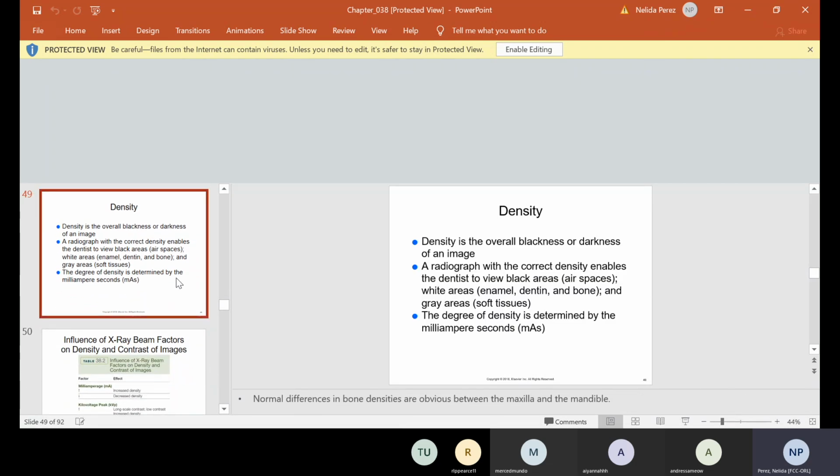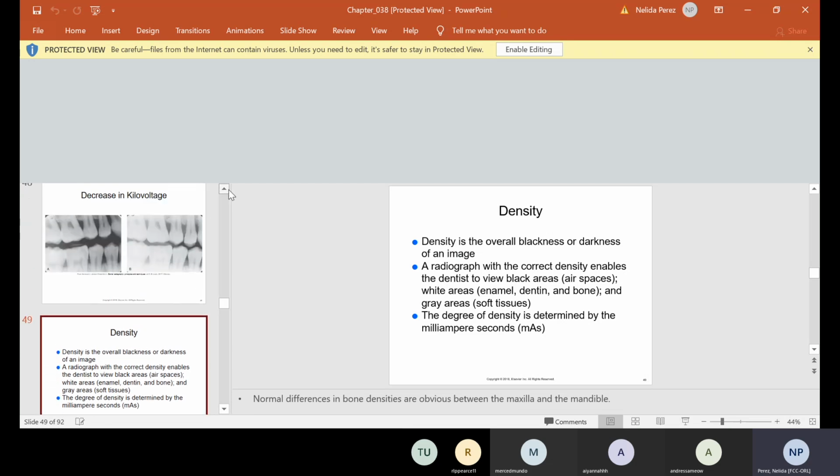And density. So I mentioned this already. It's the overall blackness or darkness of an image. A radiograph with the correct density enables the dentist to view those black areas that I pointed out to you, which were the air spaces. The white areas are your enamel, the dentin, the bone, and the gray areas are your soft tissue.